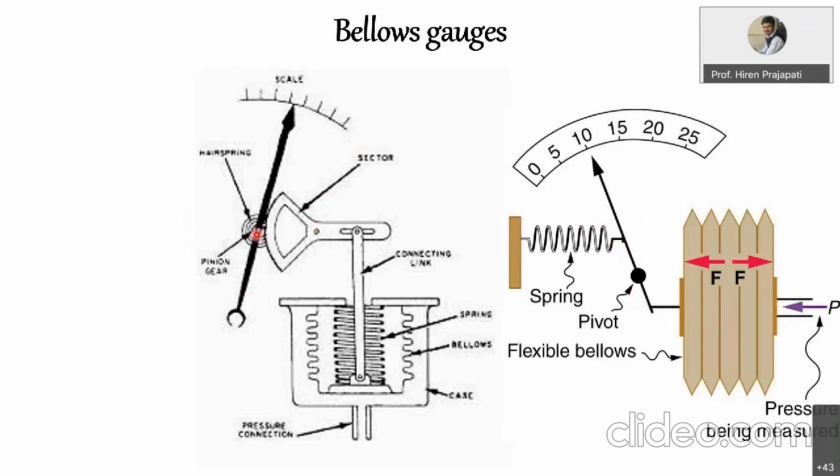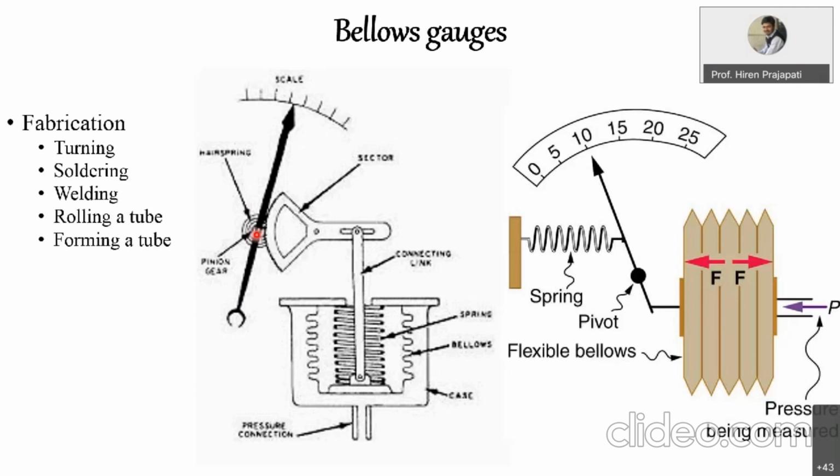So the internal arrangement is again the same. It is similar to the bourdon pressure gauge and diaphragm pressure gauge. Only the deflecting member is changed. Bellow pressure gauges are having more sensitivity compared to the diaphragm and bourdon tube pressure gauges. These are the different materials which are used for manufacturing of the bellow.